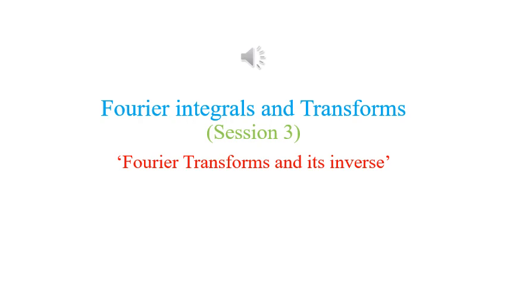Now let us enter session 3 of Fourier integrals and transforms. In this session, we are going to deal with Fourier transforms and its inverse. We are going to study the formula of Fourier transform and its inverse, and some solved problems, and an exercise set for you is there in this session.